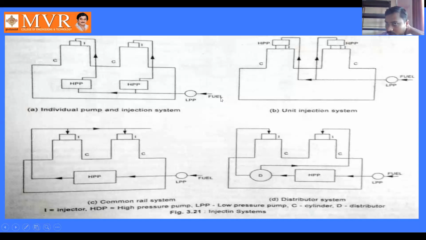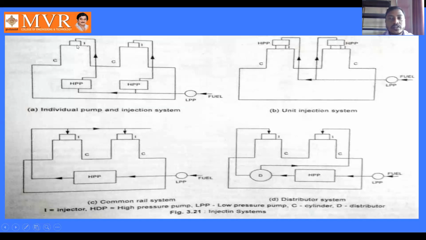We can observe that the fuel enters with the low pressure pump. From the low pressure pump it enters both high pressure pumps. The first high pressure pump sends the fuel into the first fuel injector, and the fuel is again sent from the second high pressure pump to the second engine fuel injector.